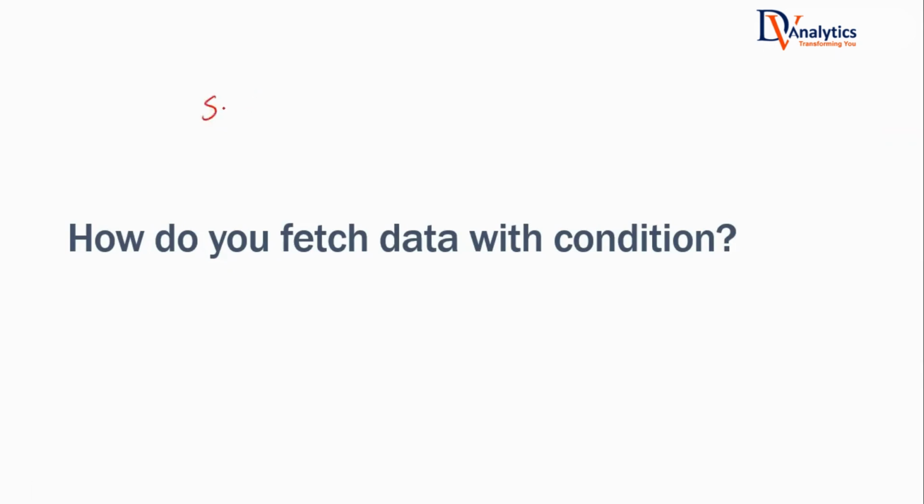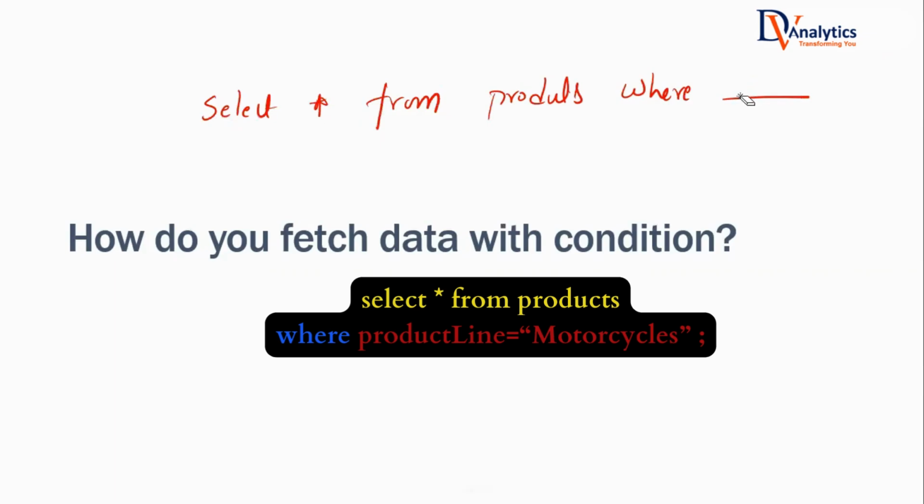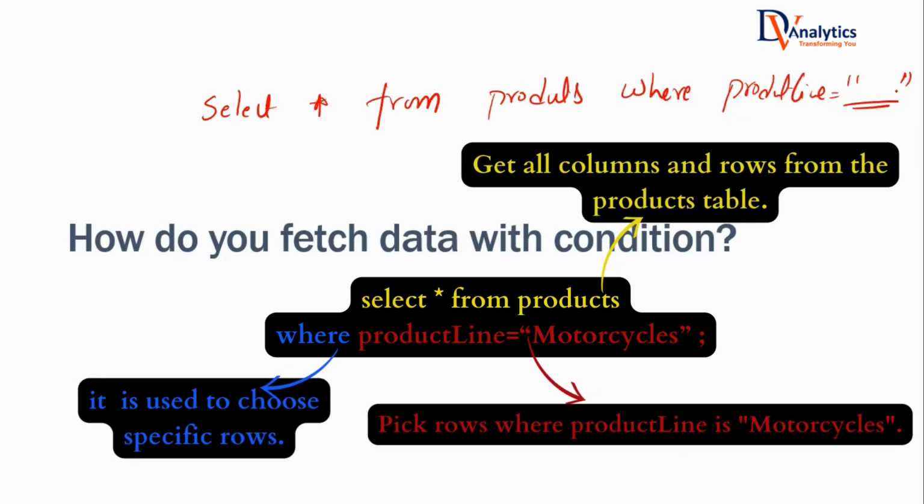You do that by using select star from whatever is the table name. You write the table name, for example from products, and then you write the where condition, such as age greater than something. Or for example, in products data, I want to select all the rows where product line is motorcycles. Then you write product line is equal to motorcycles. Then only the motorcycles related data will be selected.